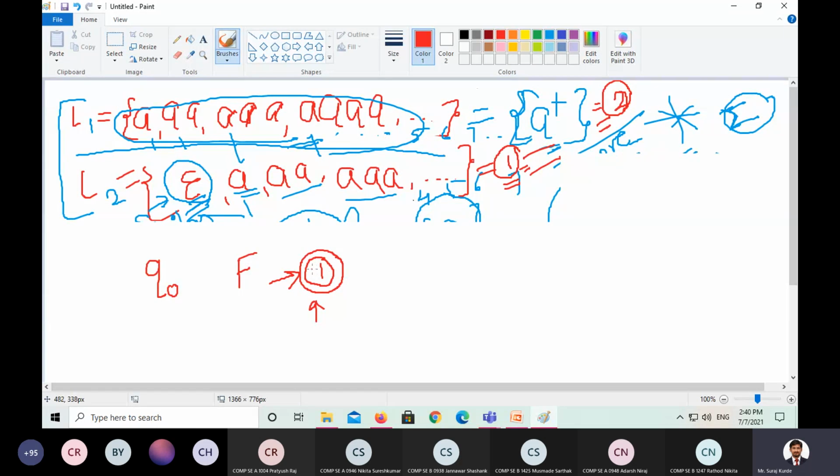Now, how to draw the transition? In this case, what I will do, I will have a self loop. Input is A. This is for A star, Kleene closure of A, and this is the DFA for A star. Now, whenever there is a star, what we have to do is self loop.